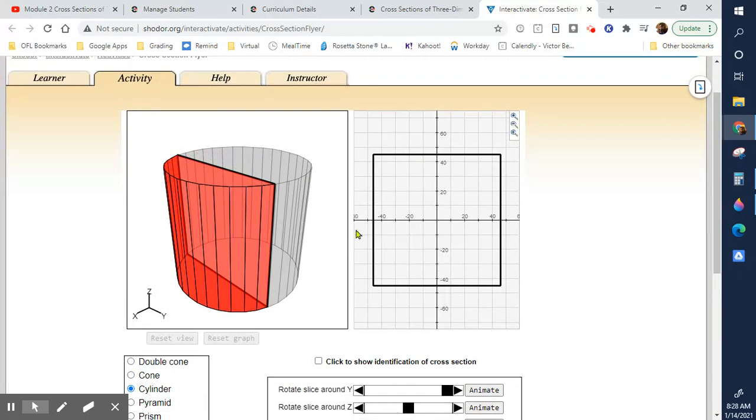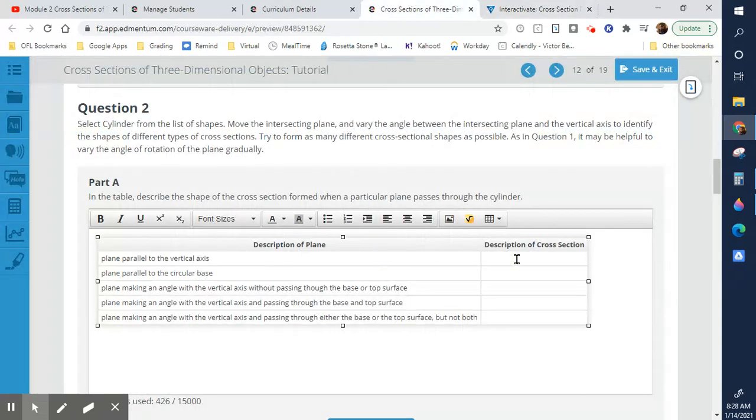That makes sense because if you looked at this straight on, it would look like a rectangle. You wouldn't be able to see the curves or anything. For this one, we're just going to write rectangle.